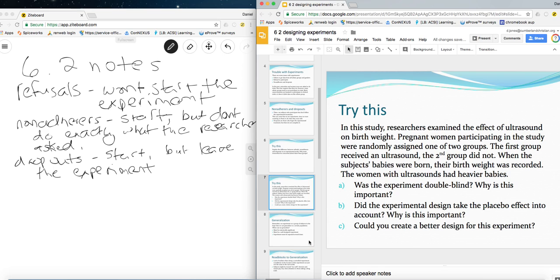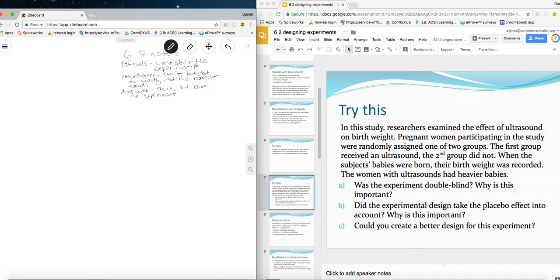All right, next. In this study, researchers examined the effect of ultrasound on birth weight. Pregnant women participating in the study group were randomly assigned one or two groups. The first group received an ultrasound, the second group did not. When the subjects' babies were born, their birth weight was recorded, and the women with ultrasounds had heavier babies. So part A asks, is this experiment double blind or single blind, and why is this important?